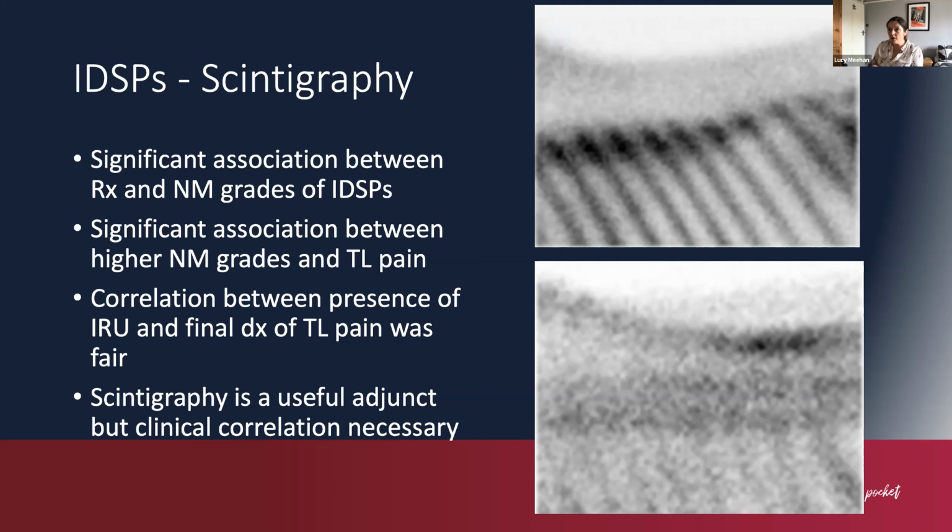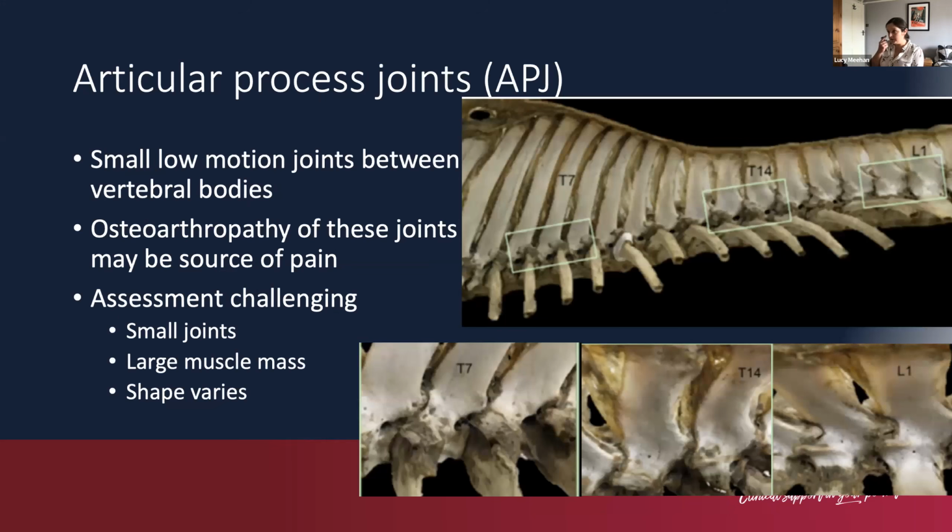So kissing spines are the most common thing that we talk about, but there are other things that we do see in the back. So the articular process joints are very small, low motion joints between the vertebral bodies.